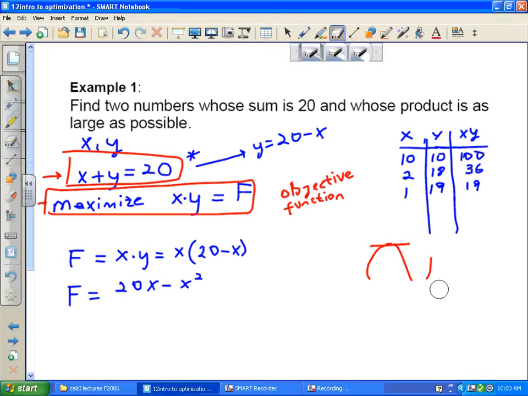Now tell me roughly what's the shape of the graph of that function? It's a parabola that opens down because of the negative x squared, right? So there's going to be a vertex. The vertex will be the maximum.